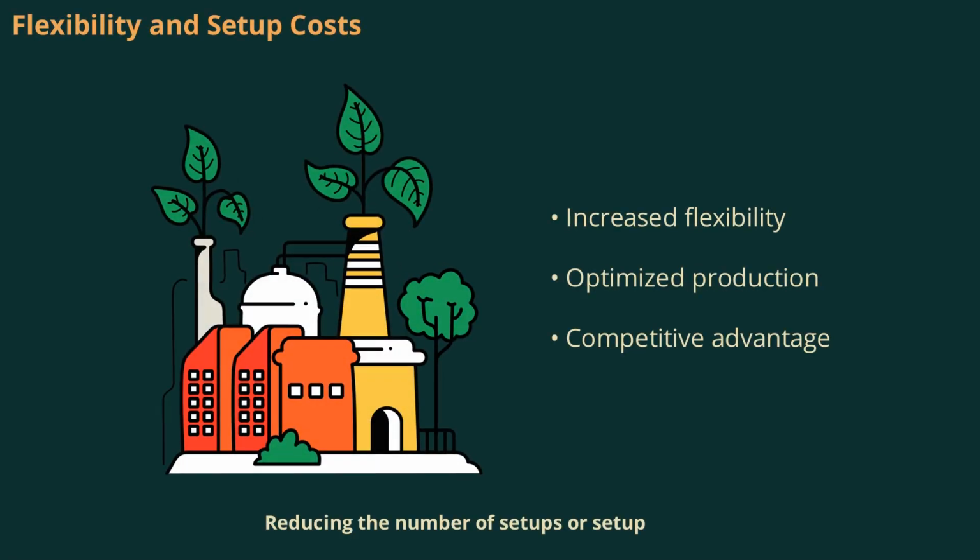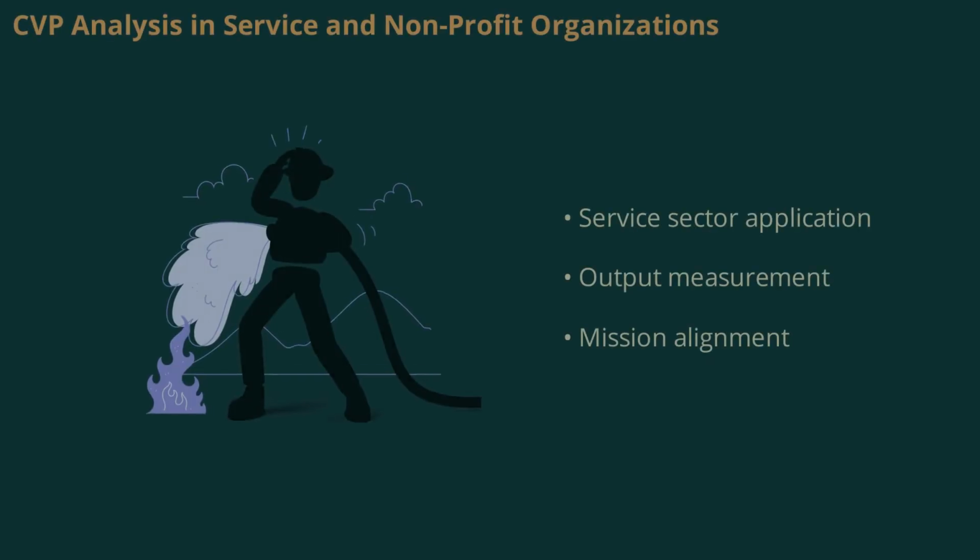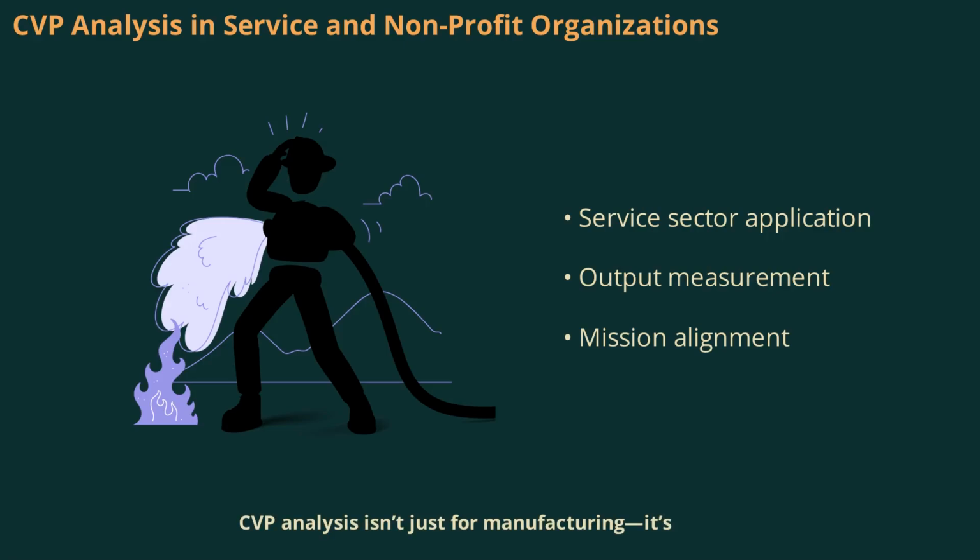Reducing the number of setups or setup time increases the flexibility and utilization of machinery. Lower setup costs allow companies to switch production between products more easily, adapting to market demand. This flexibility can be a significant competitive advantage, enabling businesses to respond quickly to changes and optimize their production schedule for maximum profitability. CVP analysis isn't just for manufacturing, it's also valuable for service and non-profit organizations. Instead of focusing on units sold, these organizations measure output in terms of services delivered or beneficiaries served.